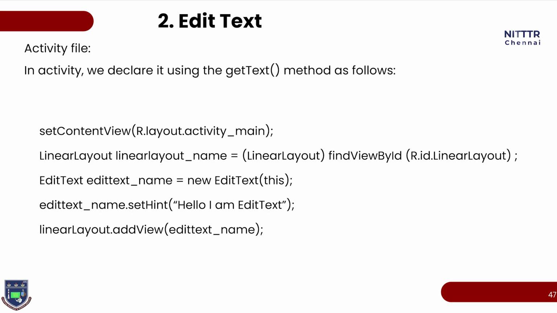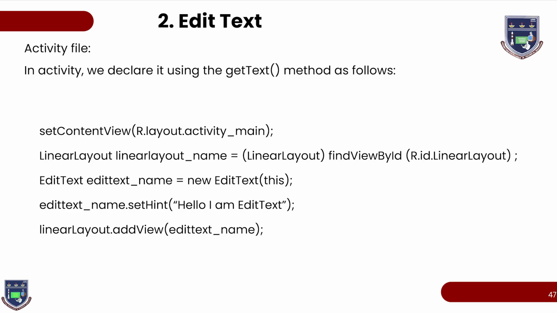Then we have a linear layout. So, here we should give a linear layout ID also. So, this line will retrieve the linear layout defined in the XML. So, next, the linear layout name now refers to this layout. So, this will allow us to add the views programmatically.